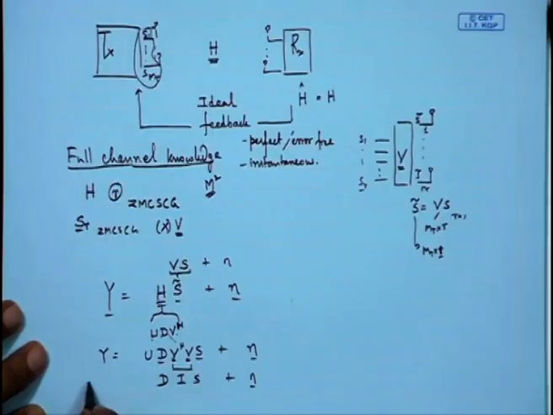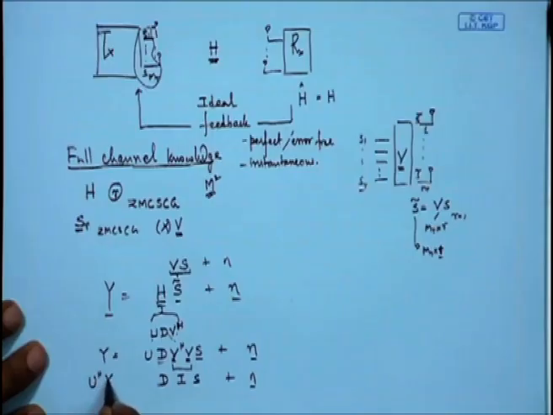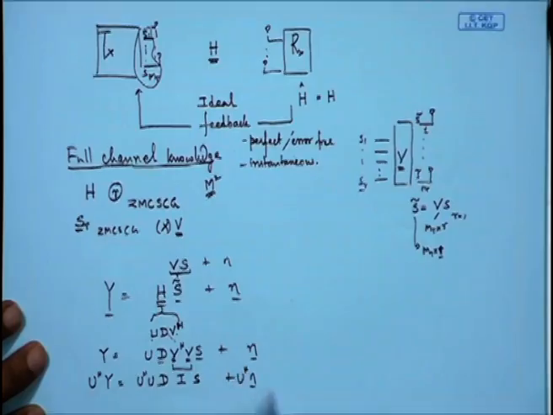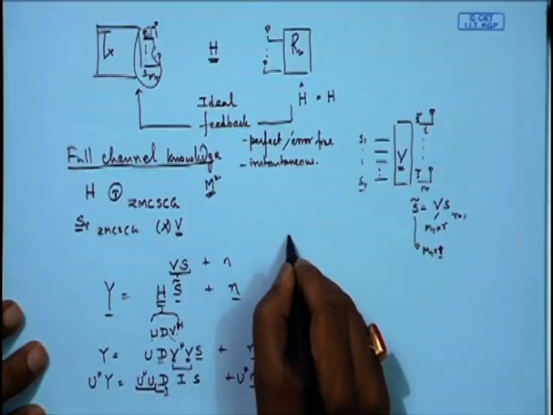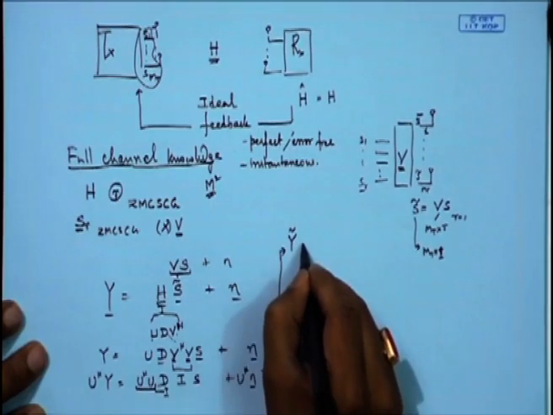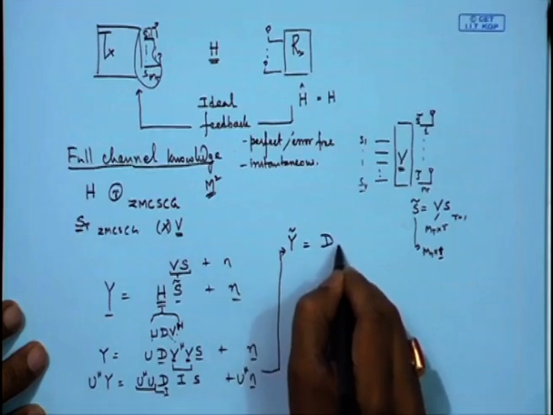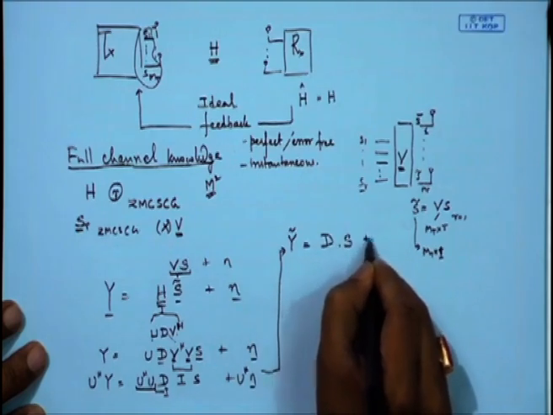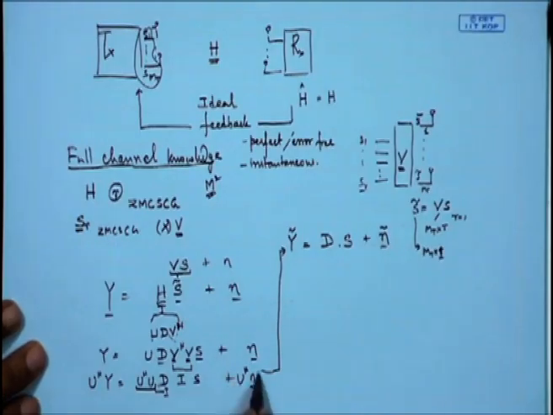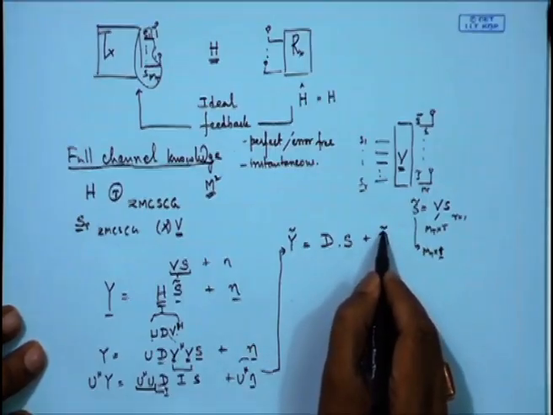Now at the receiver, if we multiply by U Hermitian, we get U Hermitian U and U Hermitian times N. Again, U Hermitian U is the identity matrix. This leads us to Y tilde, which is what is being received, equal to D times S plus noise tilde. Since U is a unitary matrix, even after processing the noise variance does not change, so we simply change the notation to N tilde.